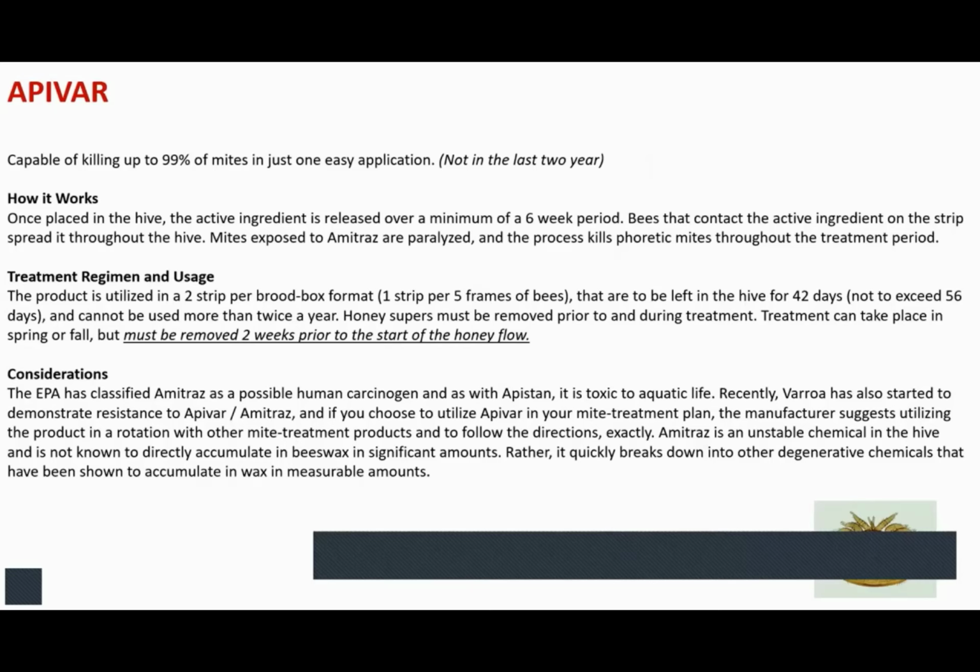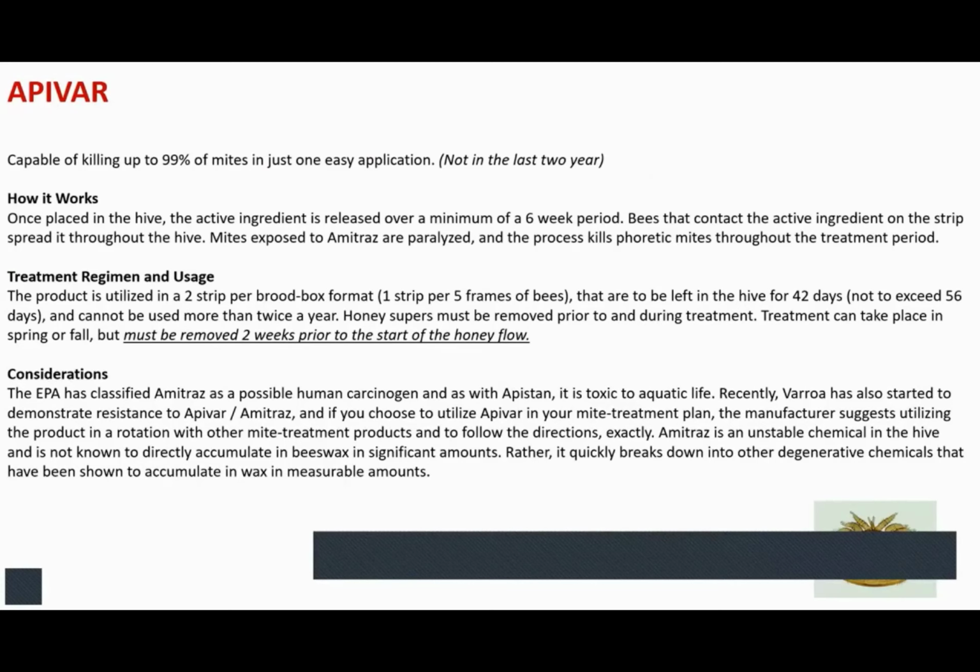Bees that can contact the active ingredient on the strip spread it throughout the hive. Mites exposed to the amitraz are paralyzed, and the process kills the mites throughout the treatment period. And the product is utilized in 2 strips per brood box format. So 1 strip per 5 frames. And when we did it, we did 1 per 4.